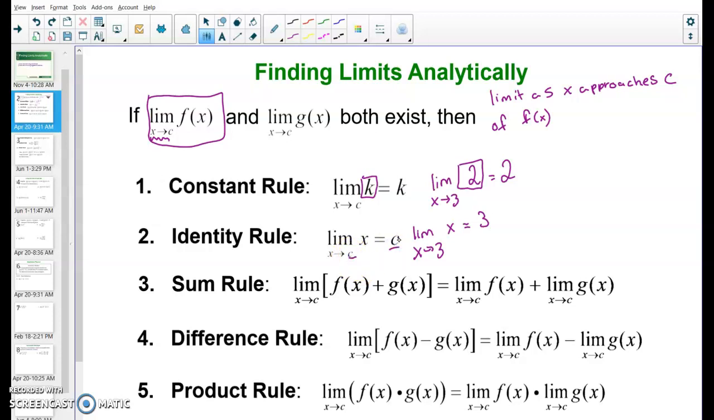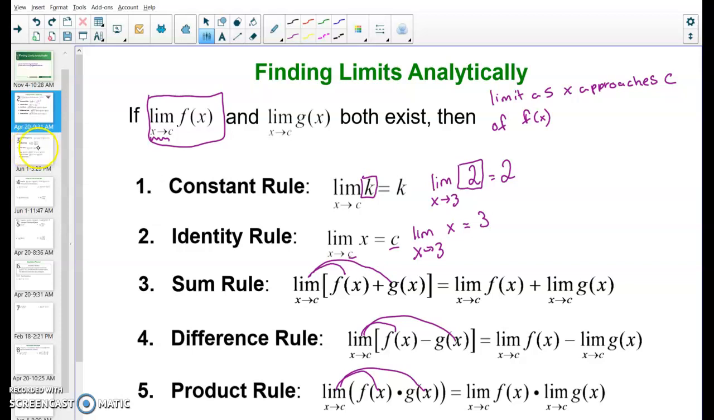You have this sum rule, meaning if I have the limit of 2 different functions, I can kind of separate them, or I can, going back to distributive property, can kind of distribute that limit to each of those functions separately and then add the answers together. Okay, we'll look at a few examples. You have difference rules, same type of process, except now you're subtracting. Okay, and you have your product rule, which is multiplication. Same type of thing. We can distribute that limit and take the limits separately and then multiply them together.